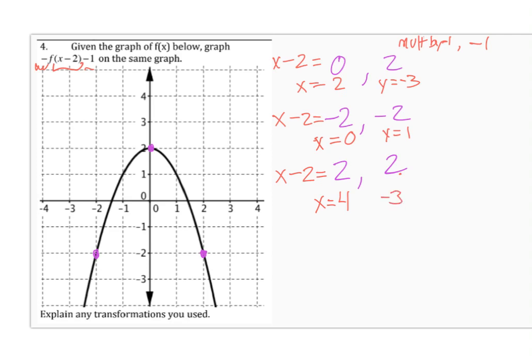Okay, so 2 comma negative 3 is going to be our first point. Oh, nope, that's not 2 comma negative 3. That's 2 comma negative 3. There we go. Then we've got 0 comma 1 and 4 comma negative 3.